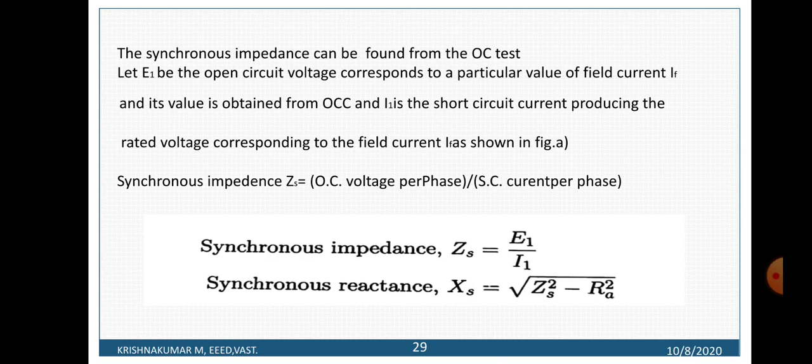Let E1 be the open circuit voltage corresponding to a particular value of field current IF, obtained from the OCC, and I1 is the short circuit current corresponding to that field current. The voltage corresponding to the rated field current is E1. The current corresponding to that field current is I1.